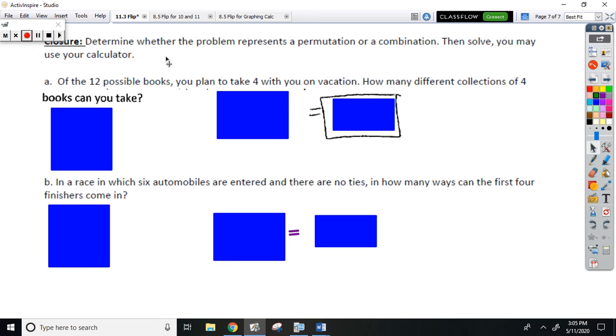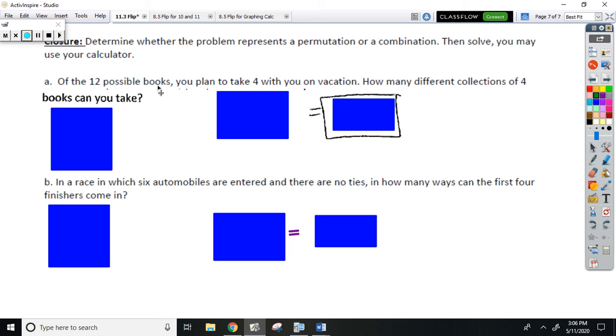All right, and then the closure, if you're ready to try these on your own, go ahead and pause my video and then press play when you're ready to see the answers. Otherwise, if you'd like to see me go over a few more, stay tuned. So closure says determine whether the problem represents a permutation or a combination, then solve. You may use your calculator.